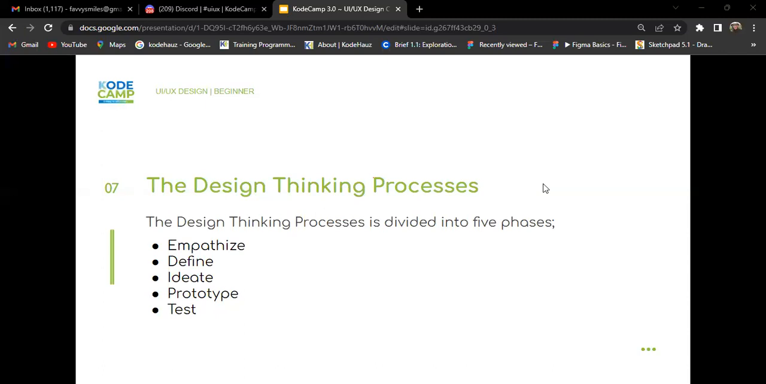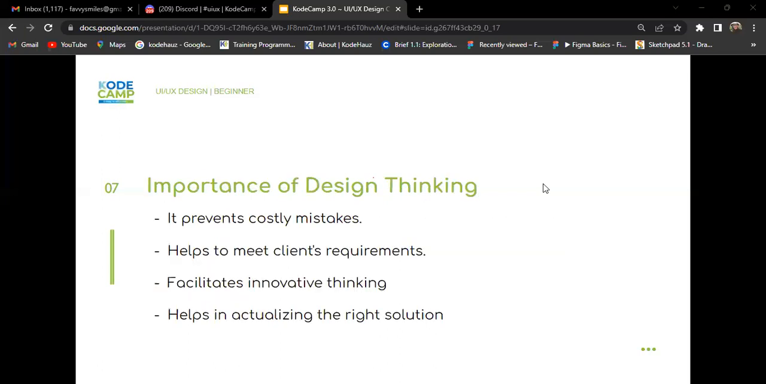So like I said, these are all the design thinking processes that we're going to be talking about in the next class. You're going to be learning all about these stages and how they apply to product development. So next up, we're going to be looking at the importance of design thinking. I made out a few lists. We have number 1 to be, it prevents costly mistakes.